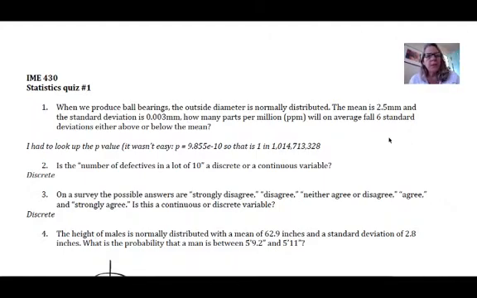So the first one, what I'm trying to do here is have you look at the concept of Six Sigma and translate that into what exactly they are talking about when they say Six Sigma. When we produce ball bearings, the outside diameter is normally distributed. The mean is 2.5 millimeters and the standard deviation is 0.003 millimeters. How many parts per million, ppm, will on average fall 6 standard deviations either above or below the mean?